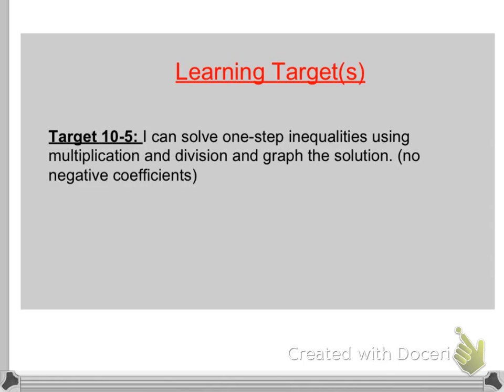In these examples, there are going to be no negative coefficients. A negative coefficient would mean that you would have something like a negative 3x. The value in front of your variable would be negative. If the value in front of your variable is negative, it affects the inequality. We will talk about that later. Today, we're going to have positive coefficients.